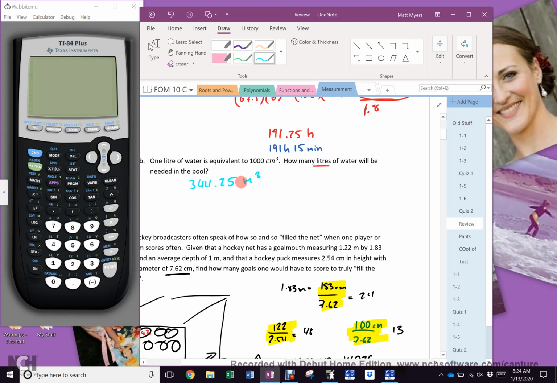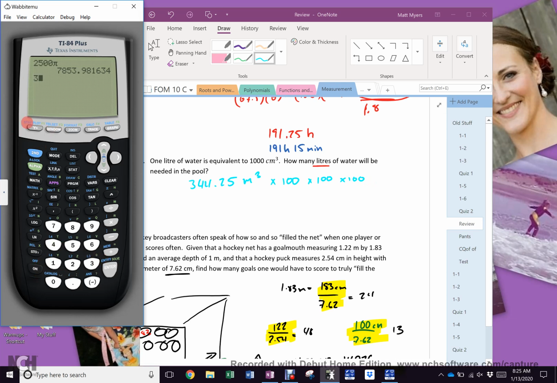So, if I'm going meters to centimeters, I'm multiplying by 100, aren't I? And then I'm multiplying by 100 again to cover the second dimension. Then I am multiplying by 100 again to cover the third dimension. And I get a gigantic number, which I will show you in a moment.